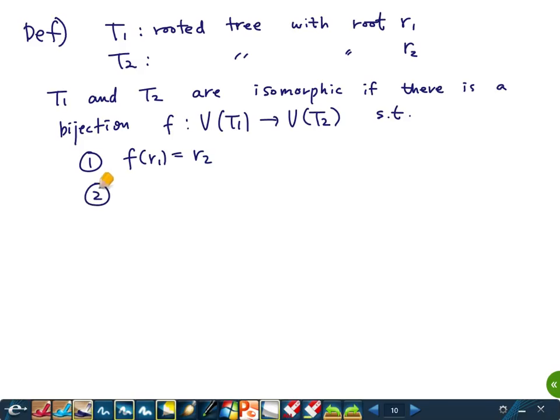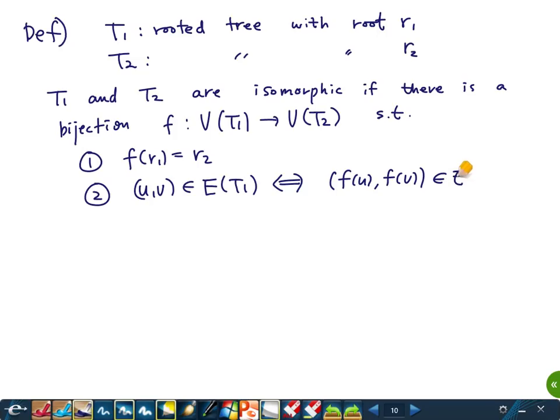And second, that's the same thing as the previous definition. So U, V are adjacent in the first tree if and only if their images are adjacent in the second tree. So if you just forget about the first condition, then it's the same as the isomorphism of 2 graphs.